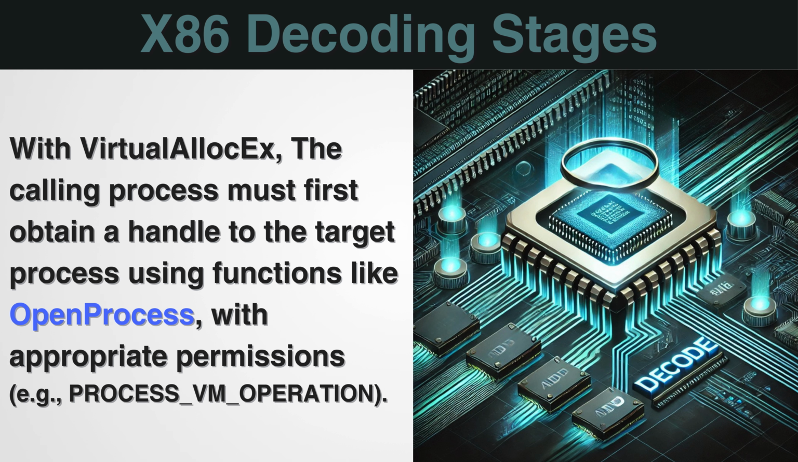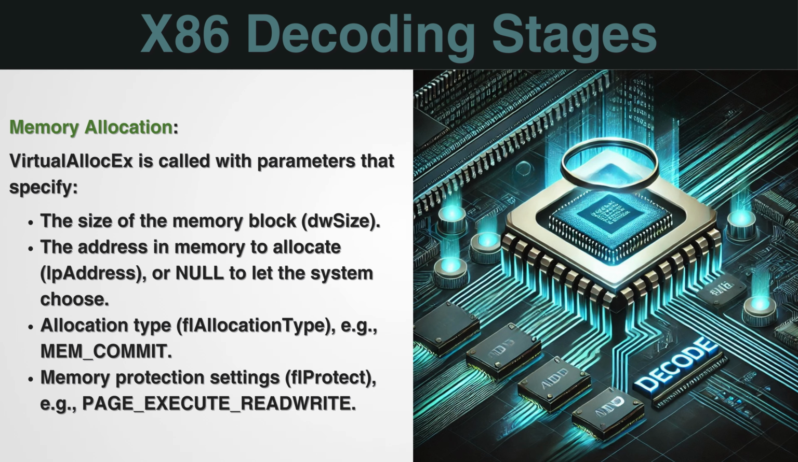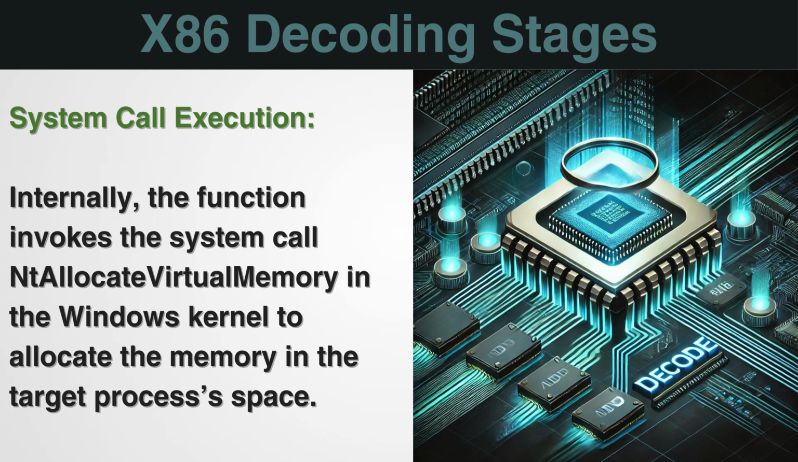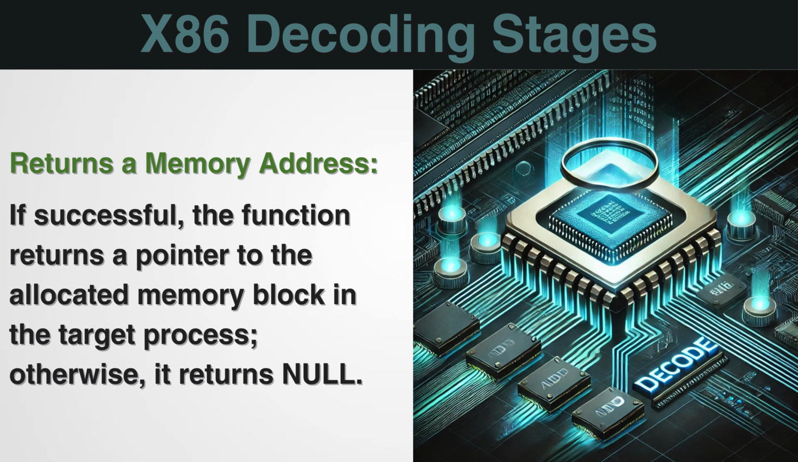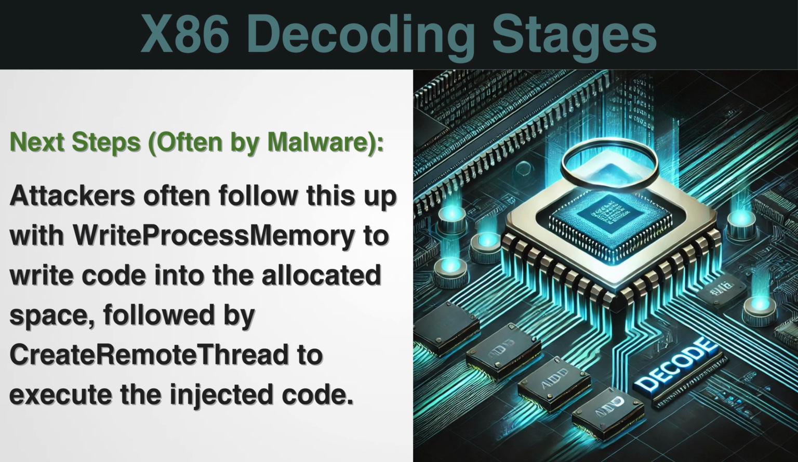It works like this: a process obtains a handle to the target process via the OpenProcess function. It calls the VirtualAllocEx function to allocate memory in that target process's virtual address space, and this allocated memory can then be read, written, or executed depending on the protection flag set.